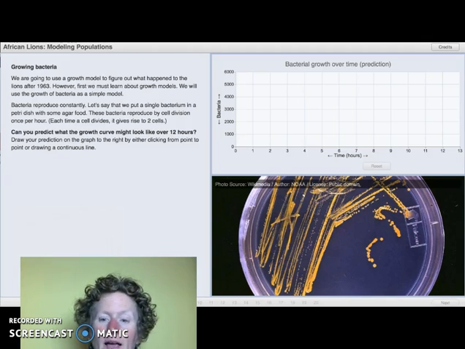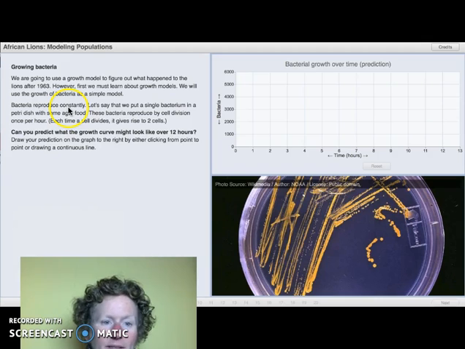Now we're going to go from lions to bacteria for a moment to think about how populations grow over time. We're going to use a growth model to figure out what happened to the lions after 1963. However, we need to learn about growth models first. We'll use the growth model of bacteria as a simple model.